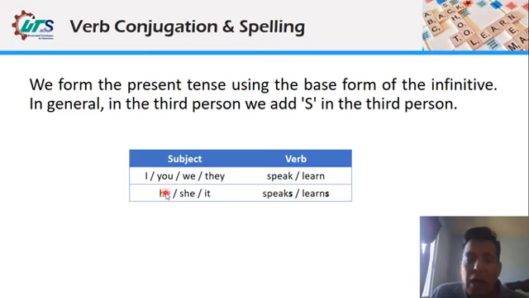For he, she, it, there is a little change in the verb because we add an s to the end of the verb. He speaks, she speaks, it speaks, or he learns, she learns, and it learns. This only happens with the third person singular: he, she, it. They are the only persons that change the verb, adding an s at the end. Okay?